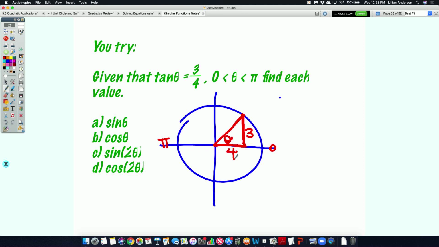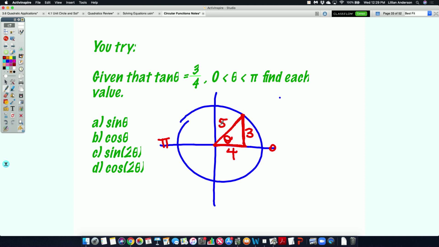Now, this is not like your exact values where 3/4 is one of the ones on your unit circle. Which means that your radius, your hypotenuse, is no longer 1. What is the hypotenuse of that right triangle? 5. By the Pythagorean theorem, 3 squared plus 4 squared, 9 plus 16, take the square root, square root of 25, that's 5.